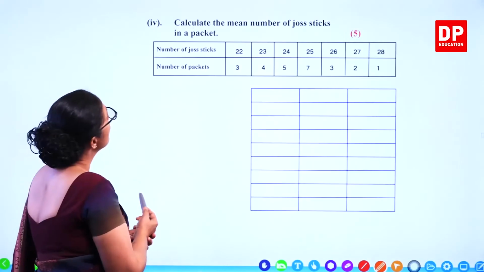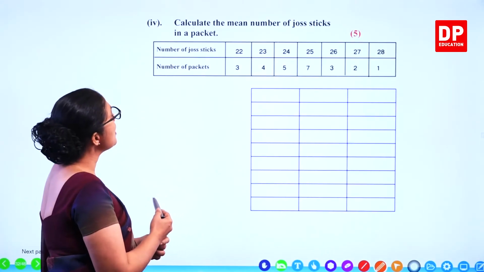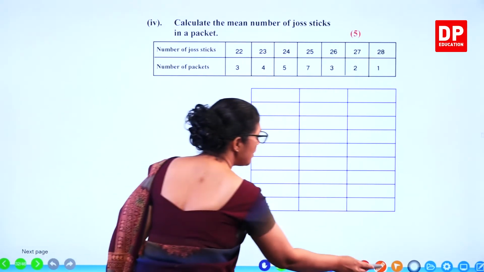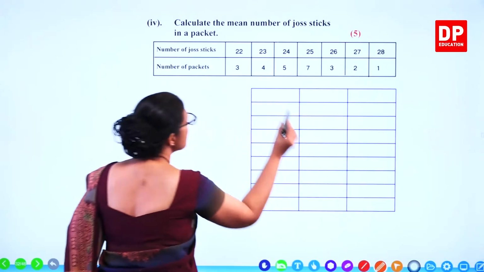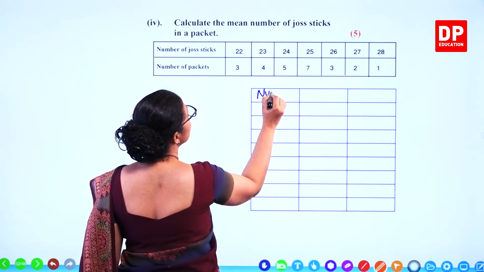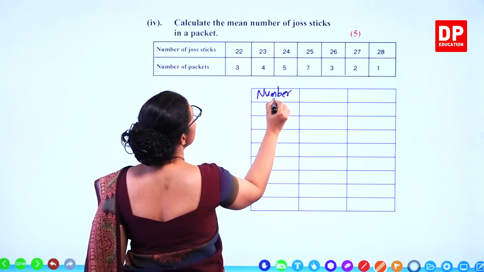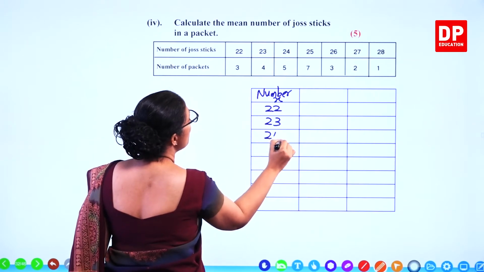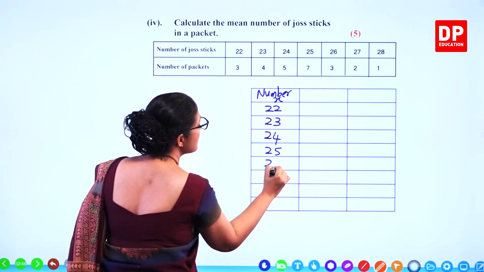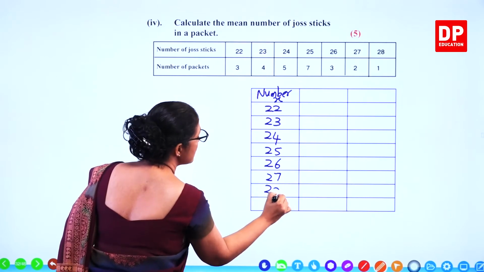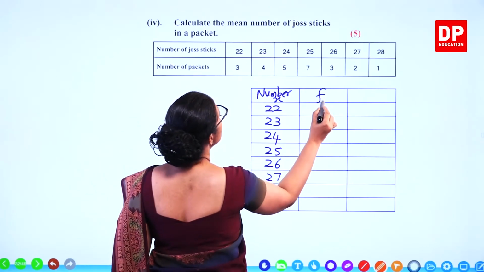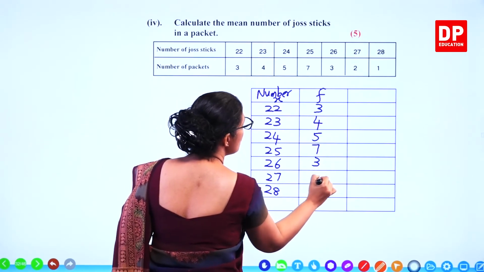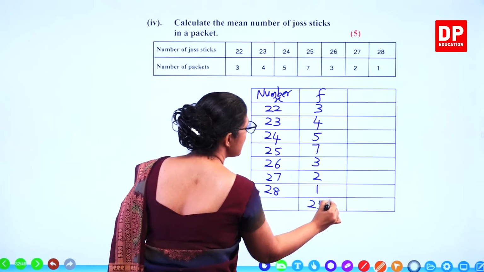Next part. Calculate the mean number of joysticks in a packet. So how do you find out the mean? You have to first write down the number of joysticks here. I'll put number, that's the x value. 22, 23, 24, 25, 26, 27 and 28. And the frequencies 3, 4, 5, 7, 3, 2, 1 and the total we found, that's 25.